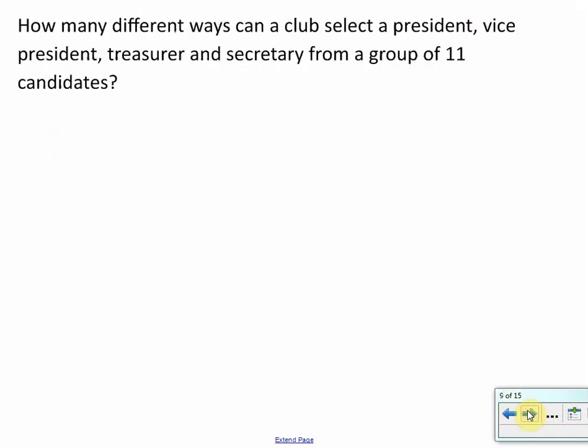How many different ways can a club select a president, vice president, treasurer, and secretary from a group of 11? So I have 11 people. I'm taking 4 of them at a time because there are 4 different positions that people can be in. So that would be 11 choose 4.